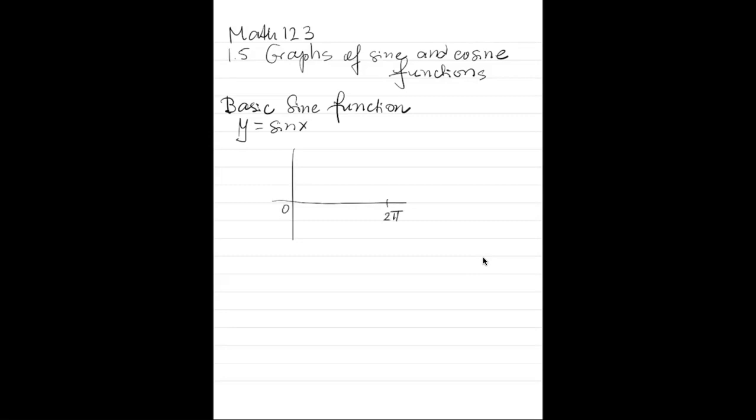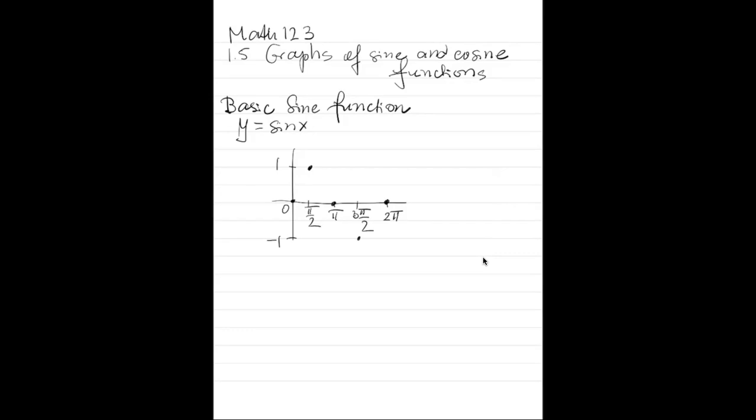So we can divide the period into 4. This is pi over 2, pi, and 3 pi over 2. We know the range of the sine is from -1 to 1. So sine of 0 is 0. Sine of pi over 2 is 1. Sine of pi is 0. Sine of 3 pi over 2 is -1. And sine of 2 pi is the same as sine of 0, which is 0.